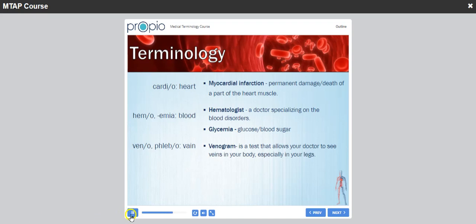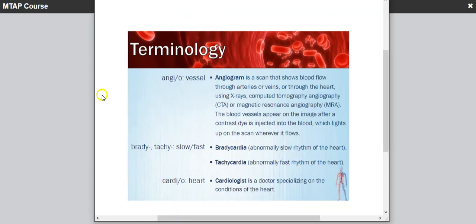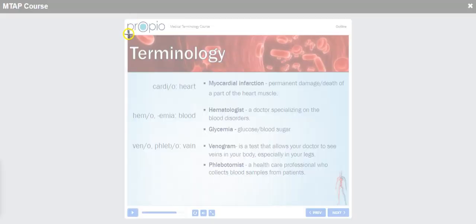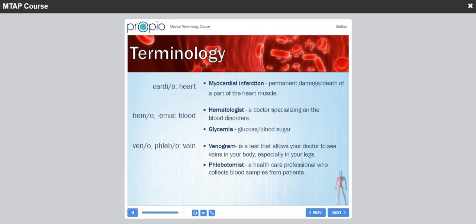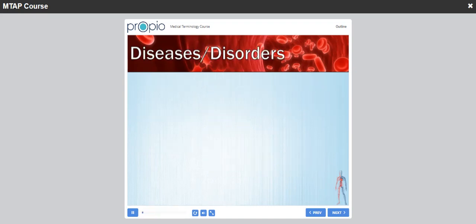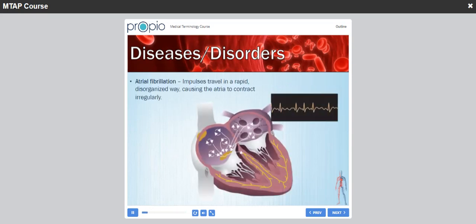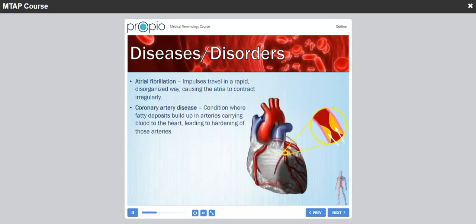Let's talk about some diseases or disorders of the circulatory system. Atrial fibrillation. It is the condition when the impulses travel in a rapid, disorganized way, causing the atria to contract irregularly. Coronary artery disease. This is the condition where fatty deposits build up in arteries carrying blood to the heart, leading to hardening of those arteries.